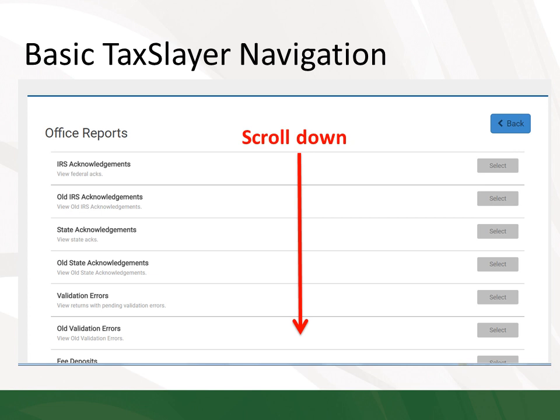Now, because there are quite a few different reports available to you, one of the first things you're going to see here is that there are IRS acknowledgments, state acknowledgments, and validation errors. During the tax season, you would have used these reports to just check to make sure that your returns were being acknowledged as far as the receipt and acceptance by the federal and state government. You can also run validation errors.